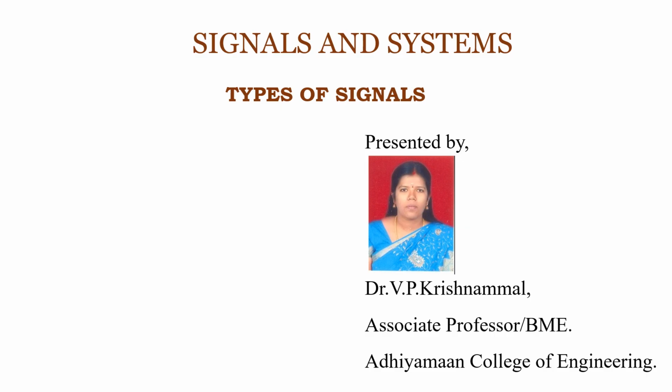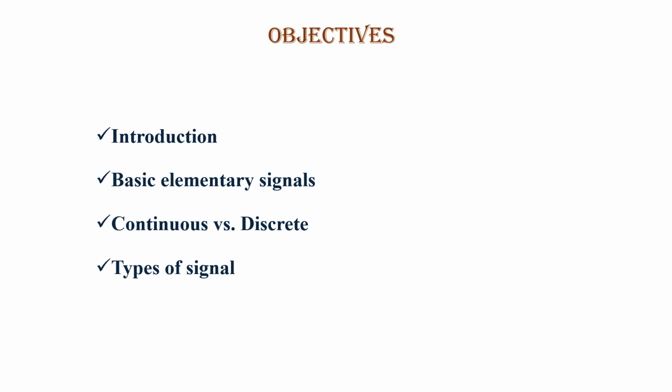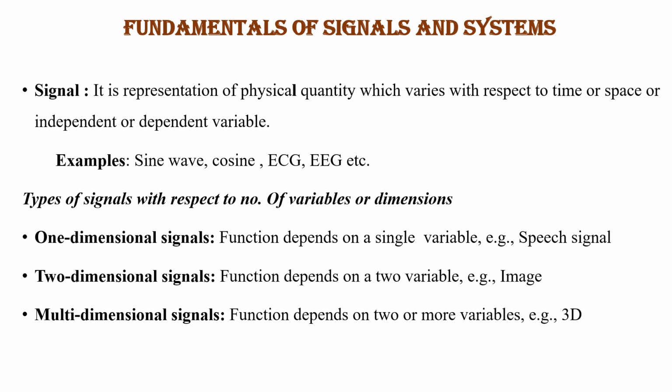Hi everyone. Today we are going to see the general introduction to signals and systems, what the basic elementary signals used in signals and systems are, and what the different types of signals are. A signal is defined as a function of one or more variables which conveys information on the nature.